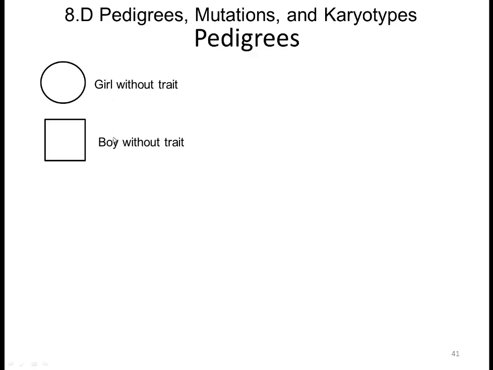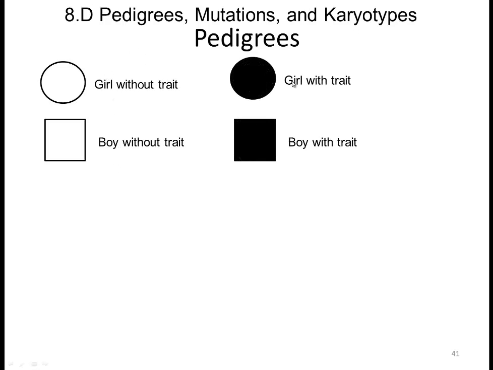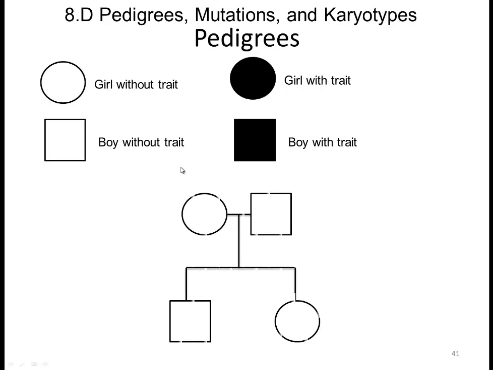This is a girl without a trait. This is a boy without a trait. This is a girl with a trait. We just fill it in. And a boy with a trait. We fill it in. If we're going to show carriers, we fill in half the box, which means the trait's not showing up, but the trait can be passed on to the next generation.